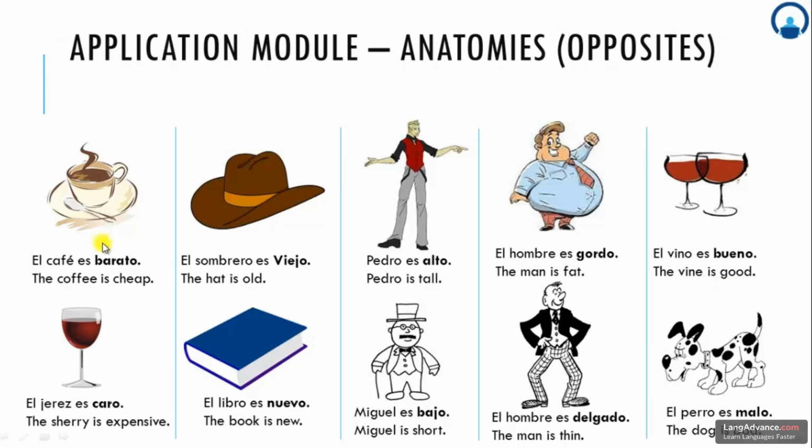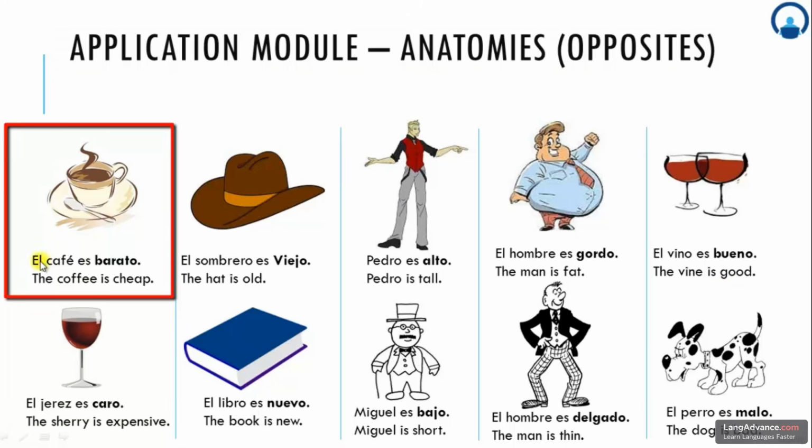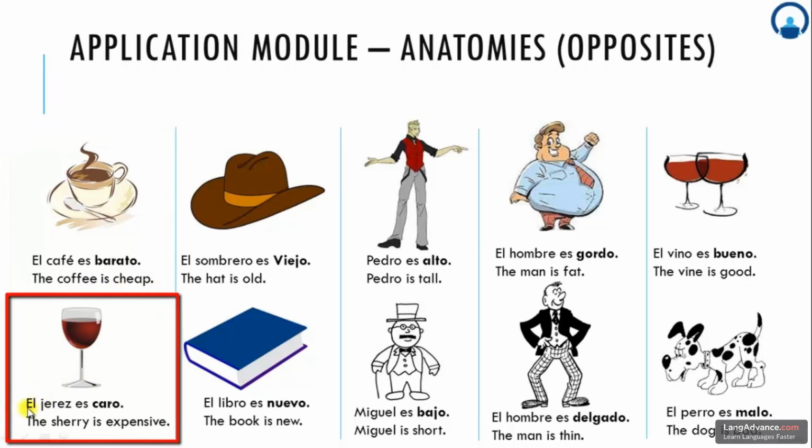The first one, el café es barato. That means the coffee is cheap. El Jerez es caro. That means the sherry is expensive. So we have learned two new words, barato and caro. Those are opposites. Barato means cheap and caro means expensive.